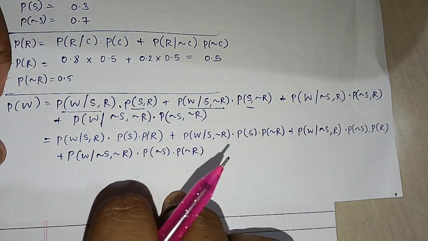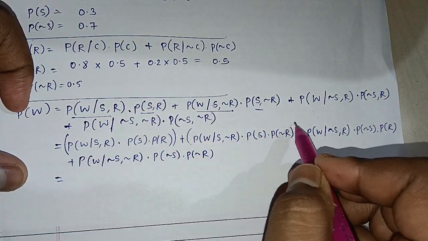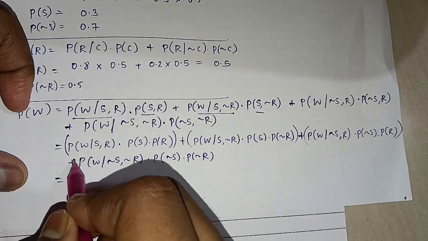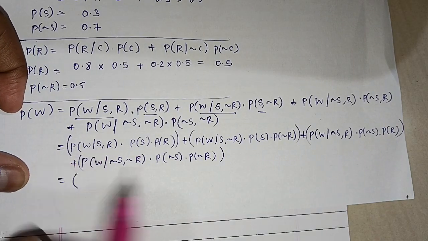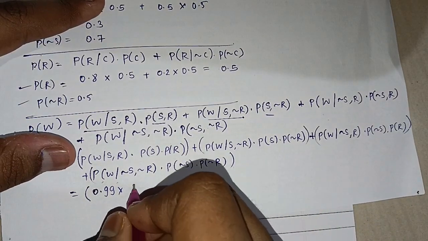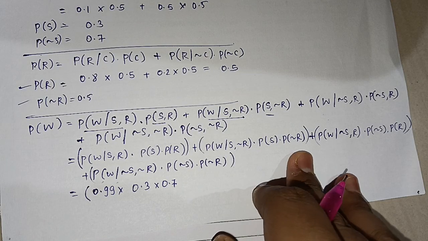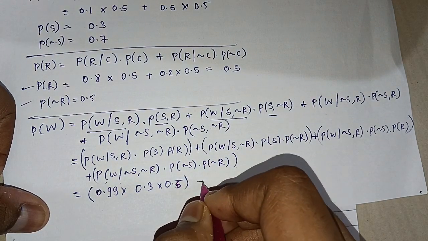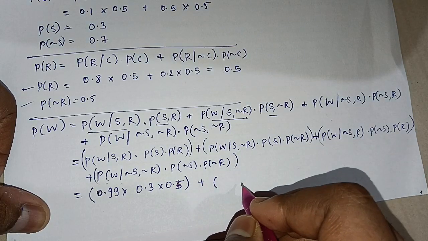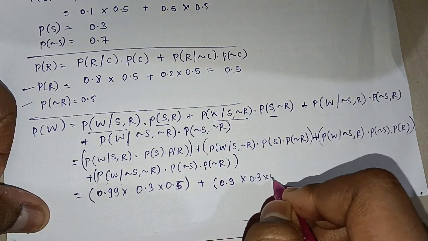Now we will substitute the values. I am marking this with a bracket, so it will be very easy. These are the plus signs. Now see, W given S and R both true: W is true, S and R both are true, that is 0.99, into 0.3 into 0.5. Same as this, it will be 0.9, I am taking from the tables, 0.9 into 0.3 into 0.5.